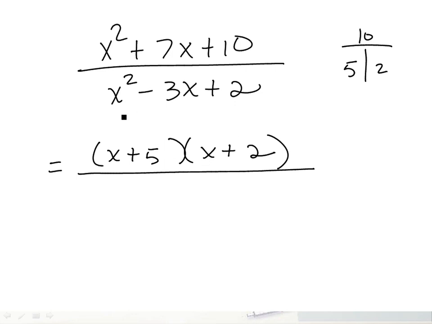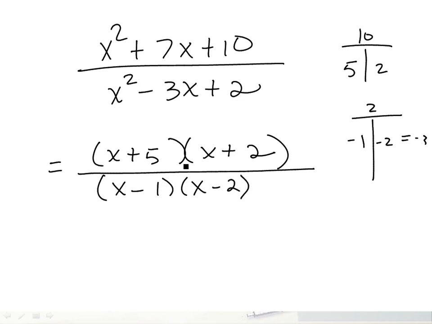In the denominator, I see that factors of 2 that'll give me negative 3 would be negative 1 and negative 2. So right off the bat, x minus 1, x minus 2. Now notice that nothing canceled. So either answer is correct. This is correct. And if you decide to go ahead and factor to make sure, that's even better. This is also correct because these are equivalent to each other.